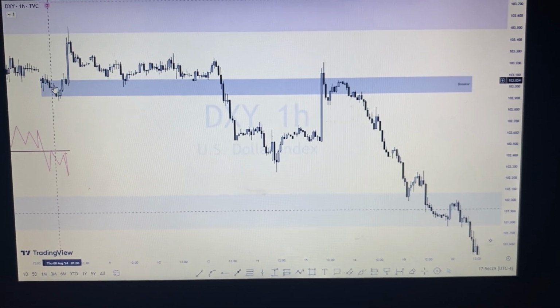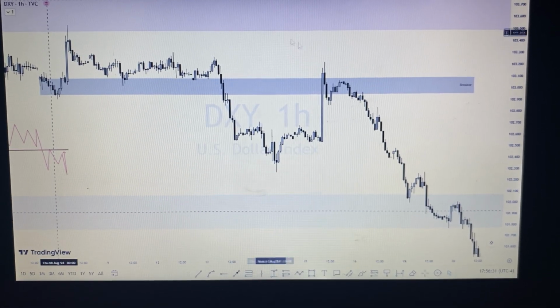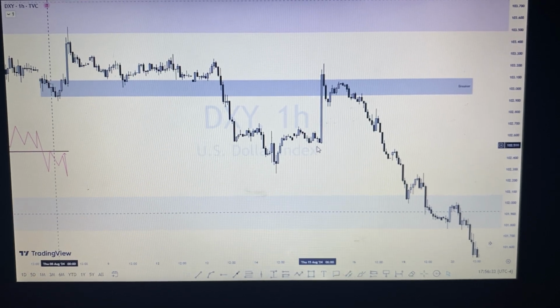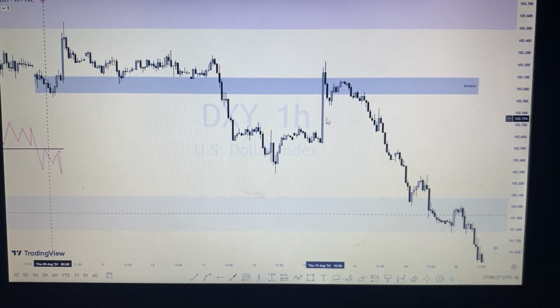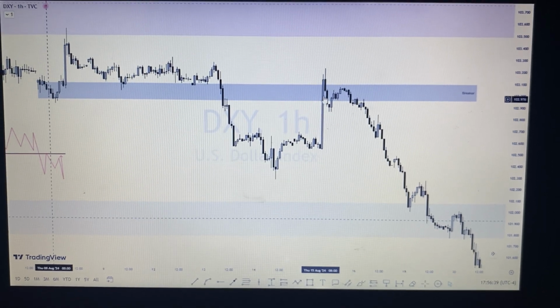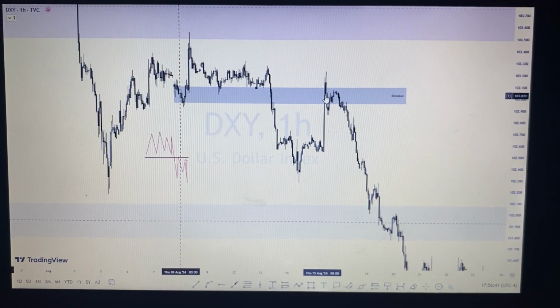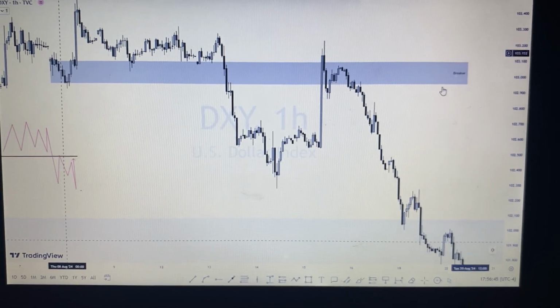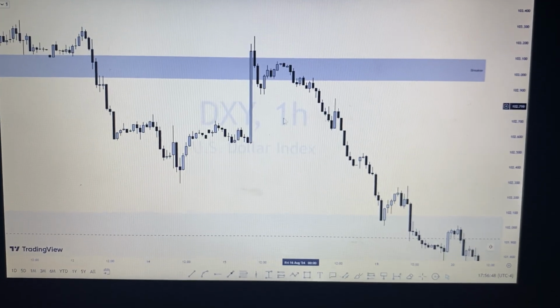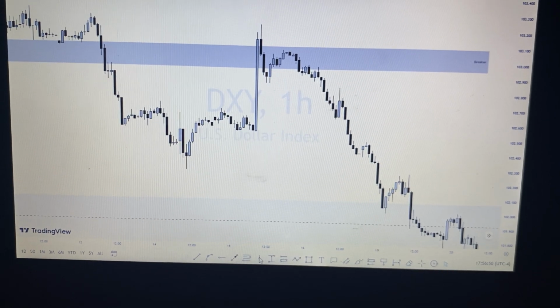This is a breaker block. I sent this breaker block when price was right around here. No lie, here it was approaching it. That's when I sent a photo of it. So remember, what kind of days are we looking for? Remember, we're already bearish. What kind of days?